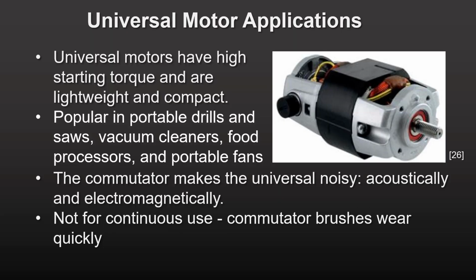Universal motors have high starting torque. Coupled with the fact that they're lightweight and small, they are the motor of choice in many consumer products. You find them in portable drills, power saws, vacuum cleaners, food processors, and lightweight portable fans. We will demonstrate their use in a desktop fan shortly. Universal motors have some drawbacks that you need to be aware of.